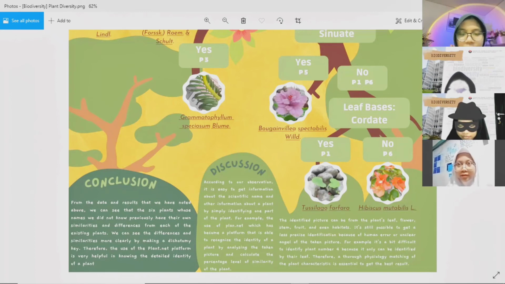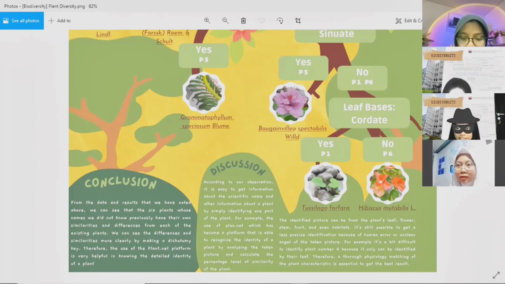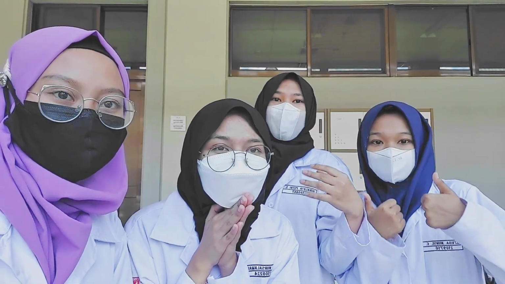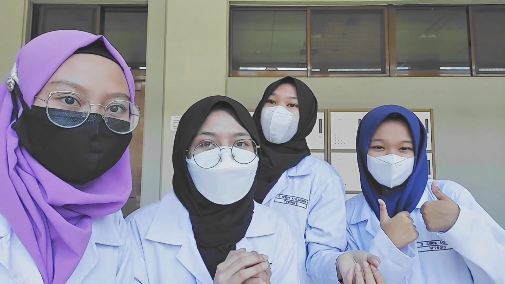For the conclusion, from the data and results that we have noted above, we can see that the 6 plants whose names we didn't know previously have their own similarities and differences from each of the existing plants. We can see the differences and similarities more clearly by making a dichotomous key. Therefore, the use of the Plant.net platform is very helpful in knowing the detailed identity of a plant. I hope this video can help you in using the Plant.net application and also identifying more scientific names of plants.